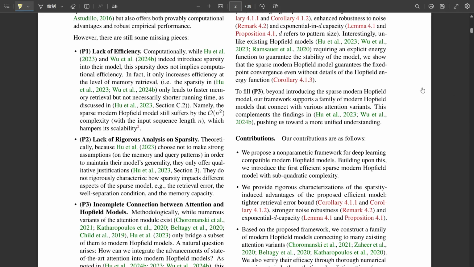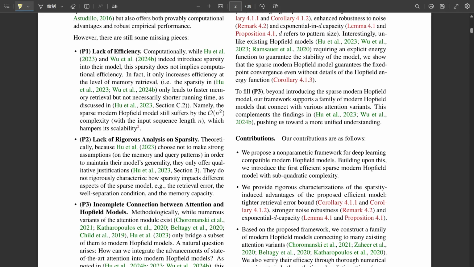Okay, so if they already had exponential capacity, one-step retrieval, and deep learning compatibility, what fundamental problem or gap was this specific paper trying to address? What was missing? That's a great question. So while the standard or dense modern Hopfield model was theoretically very powerful, actually implementing it with truly massive memory sets was still computationally expensive.